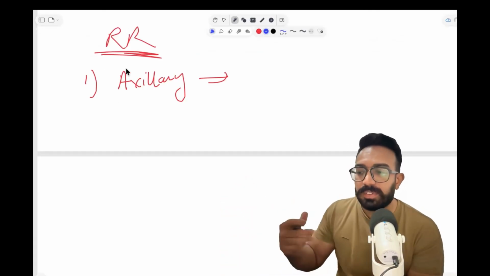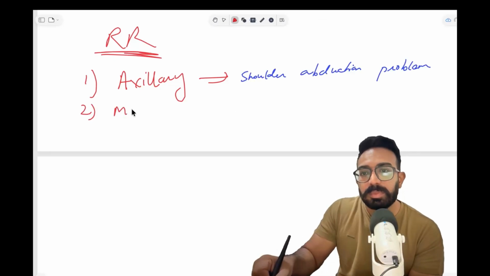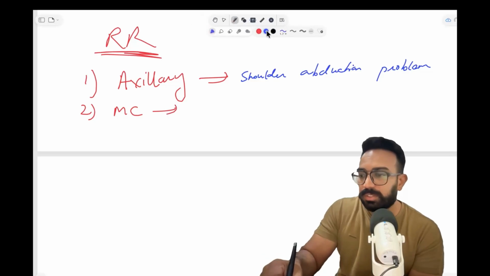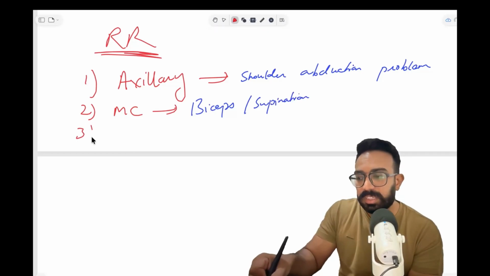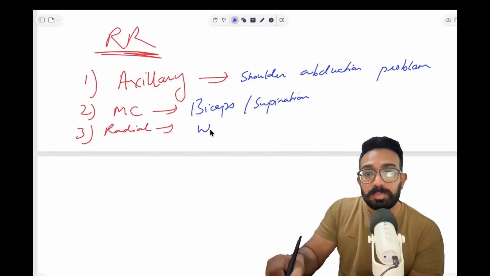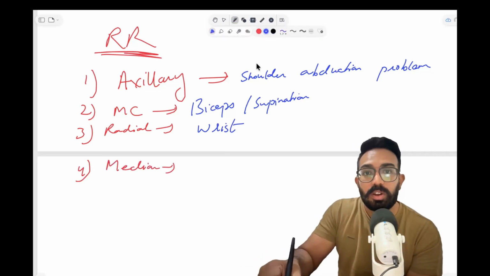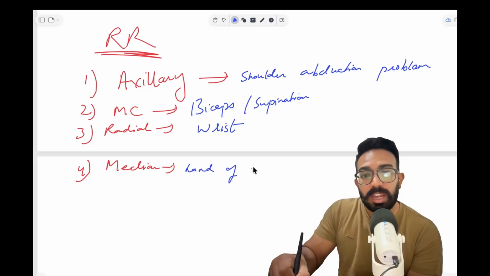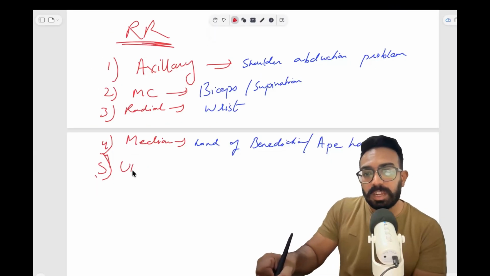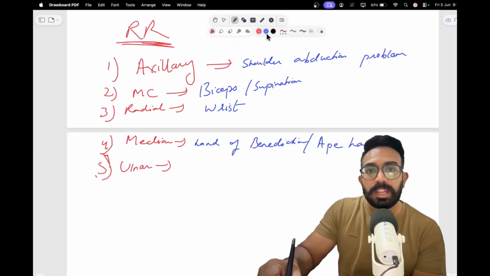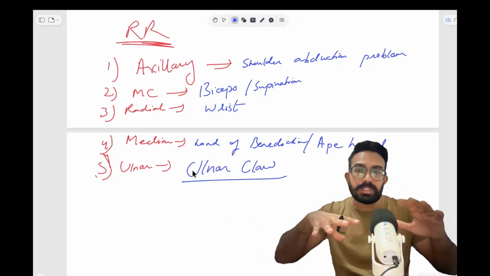If there is axillary nerve damage, there is going to be a shoulder abduction problem. If there is musculocutaneous nerve injury, there is going to be a problem with your biceps or supination. If there is radial nerve injury, there's going to be a problem with your wrist. If there's median nerve injury, you get your hand of benediction or the ape hand. Finally, if there is ulnar nerve injury, you get your claw hand, which is the ulnar claw. So that was the rapid revision of all these upper limb nerve injuries.